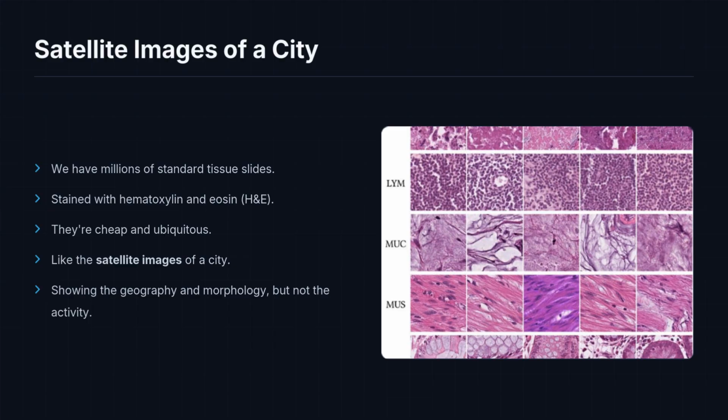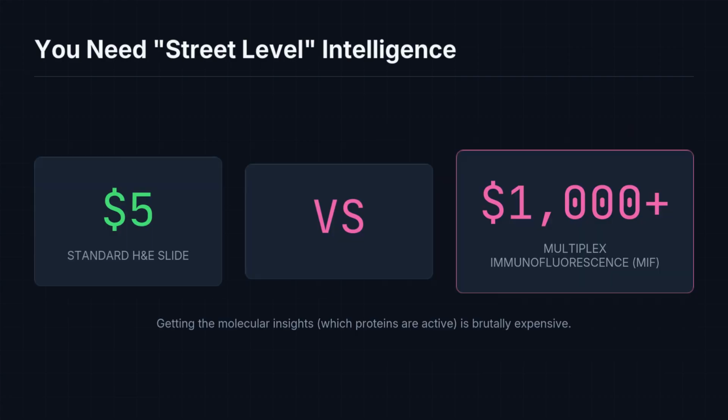But the satellite photo isn't enough, is it? To really understand cancer, you need to be on the ground. You need street-level intelligence. You need to know which proteins are active, where they are, who they're talking to. And that kind of data comes from methods like multiplex immunofluorescence, MIF. Which is brutally expensive. And slow, brutally. You're talking upwards of $1,000 per slide, sometimes way more. And it takes days of really complex lab work.